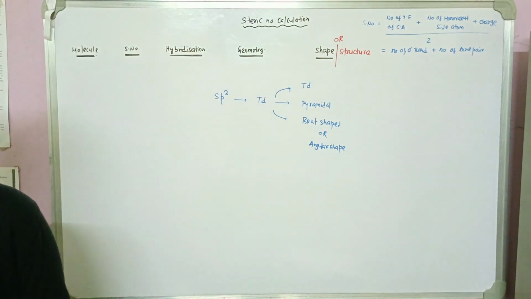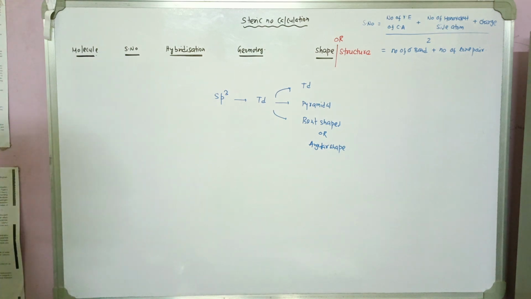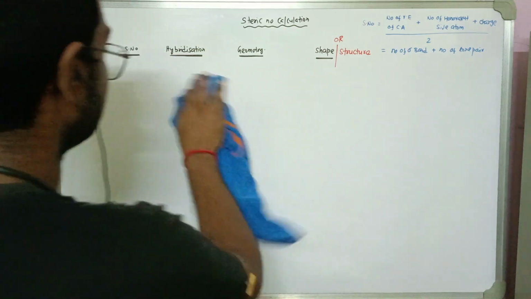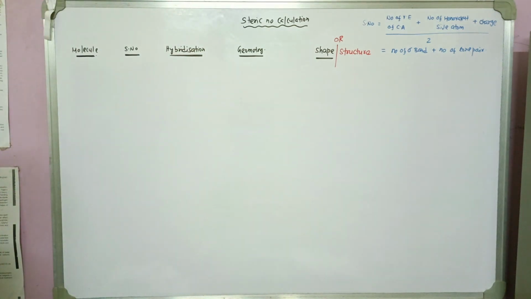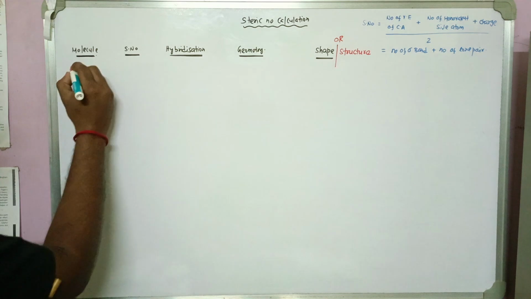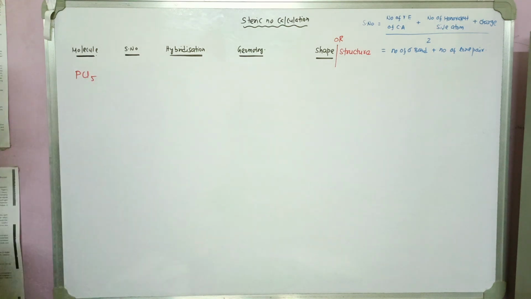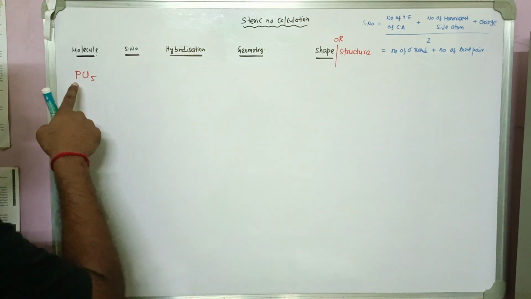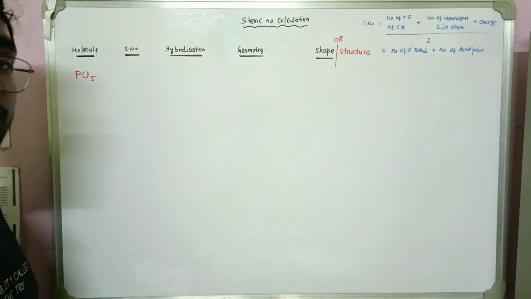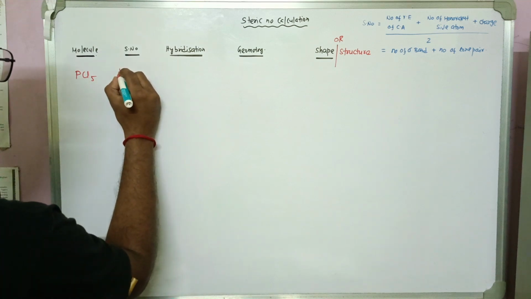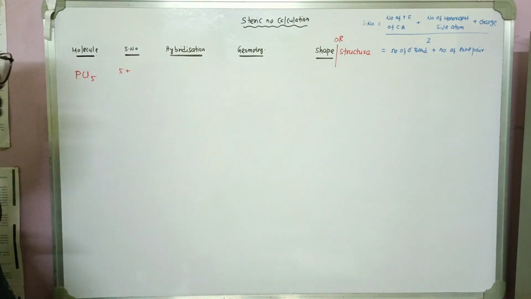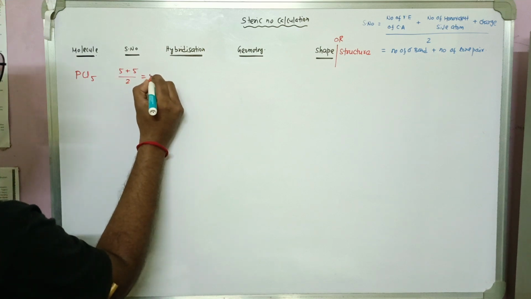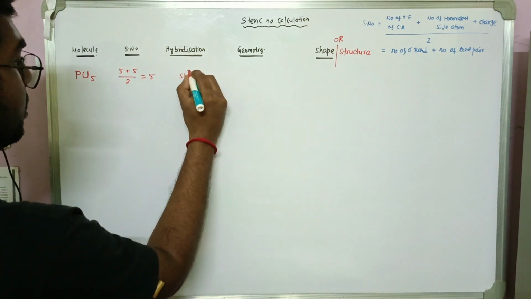Now let's talk about some more hybridization topics, and let's continue our discussion with a few examples. So let's discuss the PCl5 molecule. For the steric number, we have to know the valence electrons of phosphorus. We know that the valence electron count of phosphorus is 5 because it resides in the 15th group. So 5 plus 5 chlorine, which are monovalent, divided by 2 equals 5, and the hybridization will be sp3d.